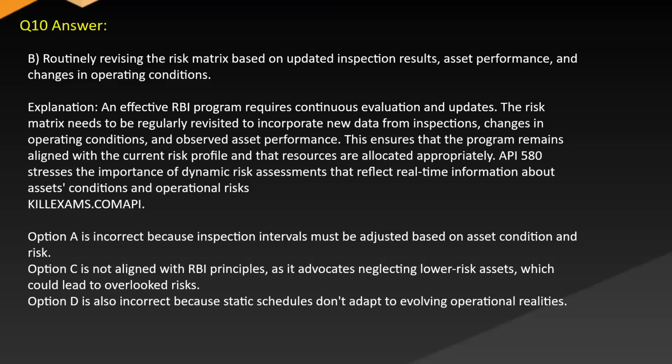Option A is incorrect because inspection intervals must be adjusted based on asset condition and risk. Option C is not aligned with RBI principles, as it advocates neglecting low-risk assets, which could lead to overlooked risks. Option D is also incorrect because static schedules don't adapt to evolving operational realities.